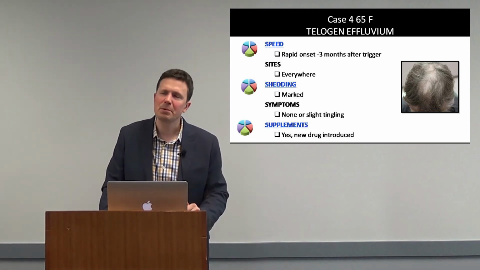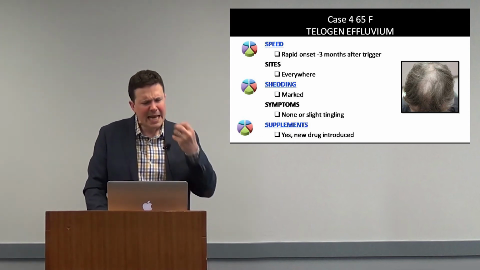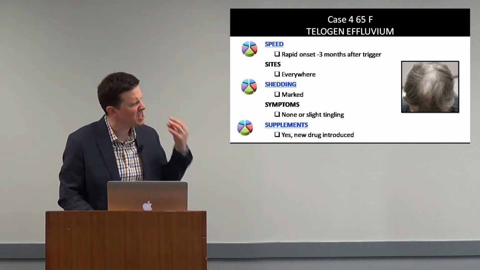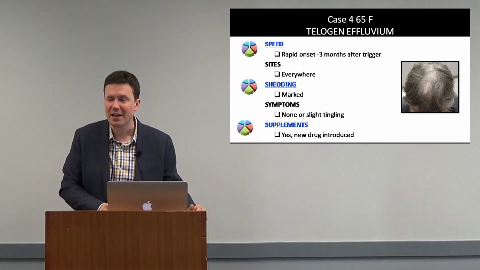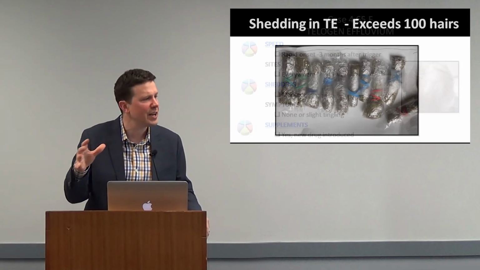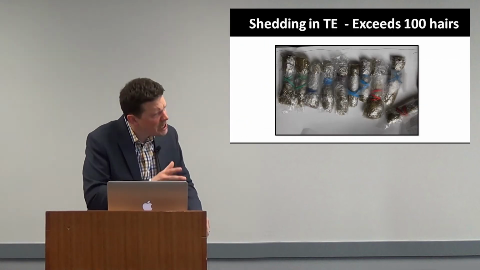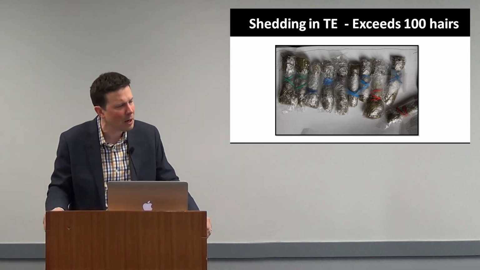And when you ask about supplements, you see that a new drug has in fact been introduced. And so the key about telogen effluvium is the shedding and the speed of the patient's hair loss, but particularly the shedding. Patients with telogen effluvium typically lose more than 100 hairs per day, but I'd like you not to be focused on the number of hairs per day because that's where people often get into trouble.